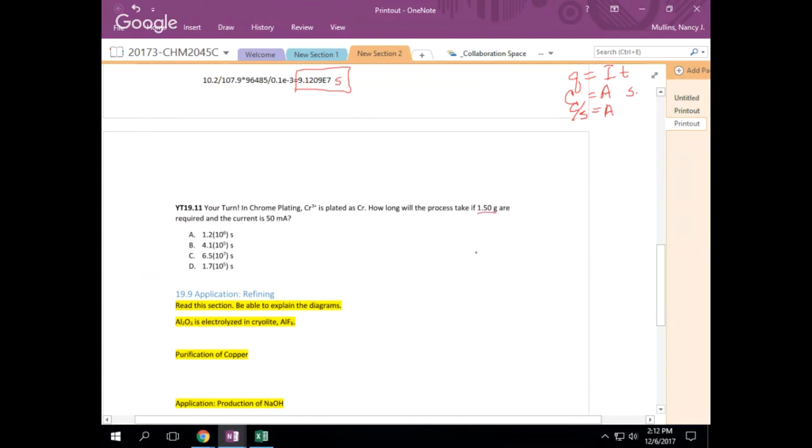We have 1.5 grams of chromium. What's the half reaction? If I'm going from chromium ion to chromium metal, how many moles of electrons? So I'm going to have to take the molar mass of chromium, and that will give me 1 mole of chromium. And what's the relationship between moles of chromium and moles of electrons? That's 3 to 1.